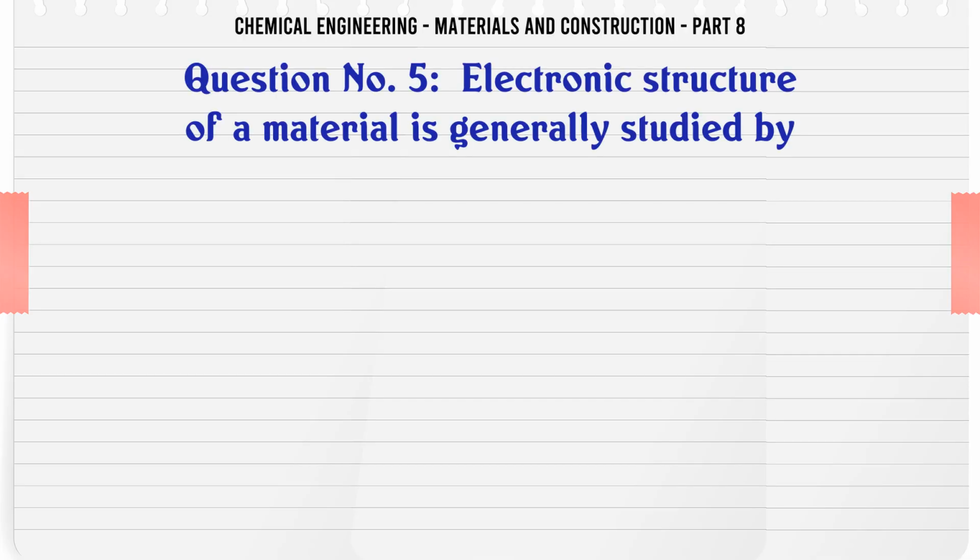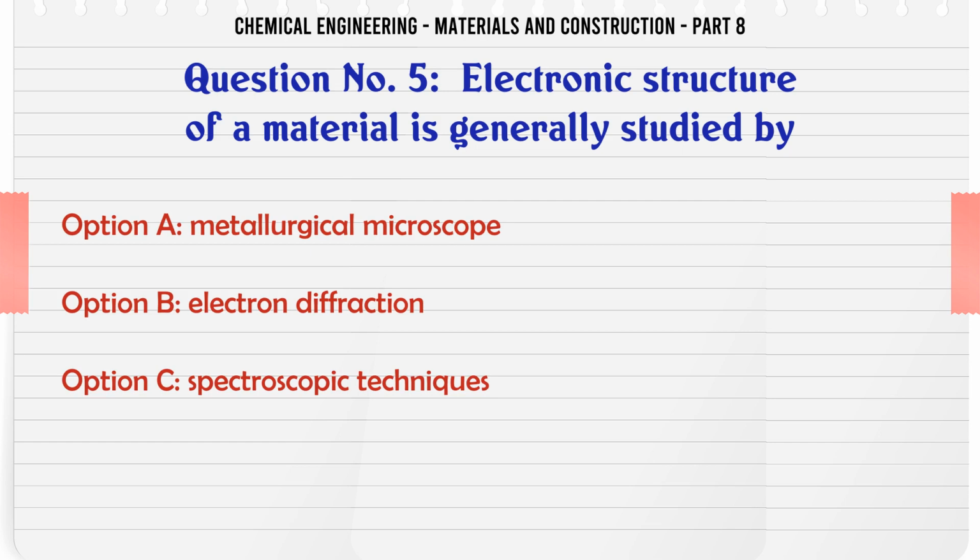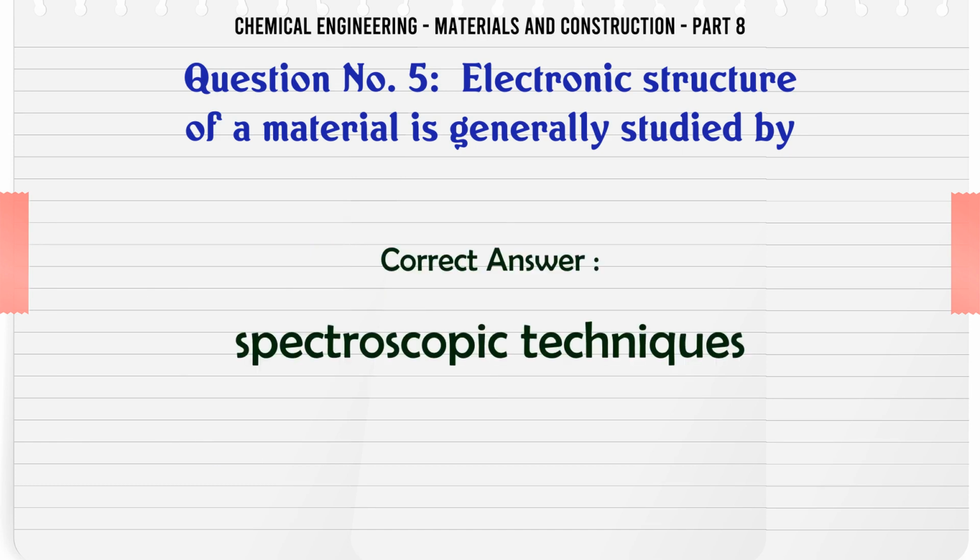Electronic structure of a material is generally studied by: A. Metallurgical microscope. B. Electron diffraction. C. Spectroscopic techniques. D. X-ray. The correct answer is spectroscopic techniques.